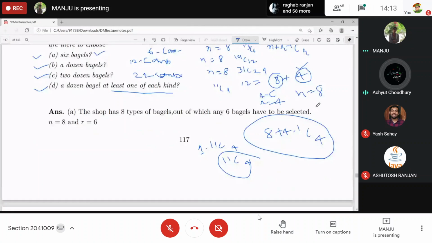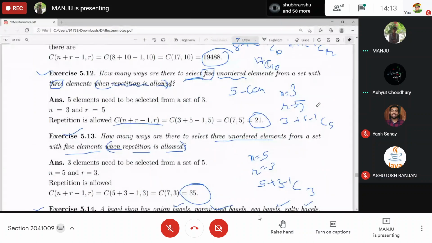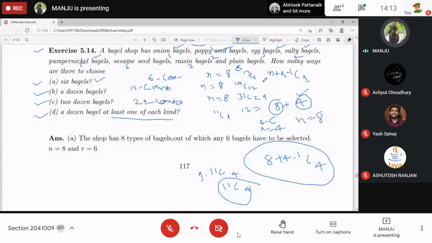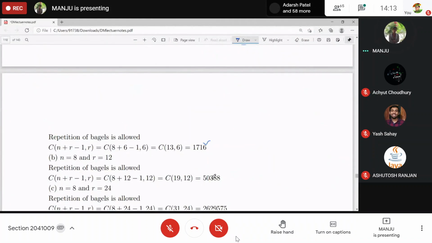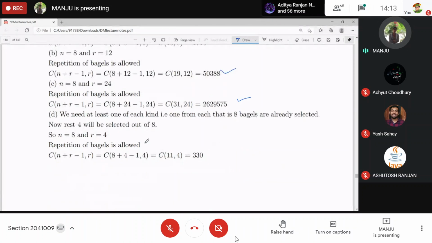Can you show the above question once? Okay, ma'am. The first one will be 13C6, that is coming as 1716. For the second one, 19C12, that is coming there. 31C14, you have this one. And the final one is 11C4, that is 330. Okay?